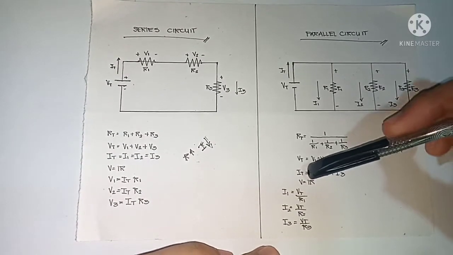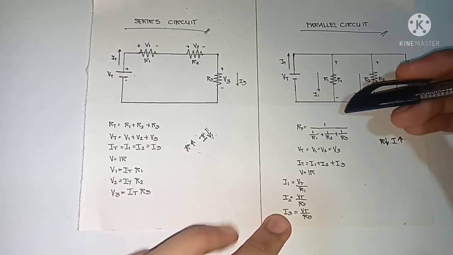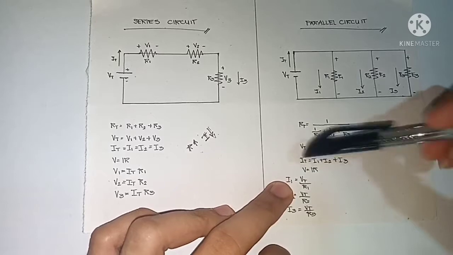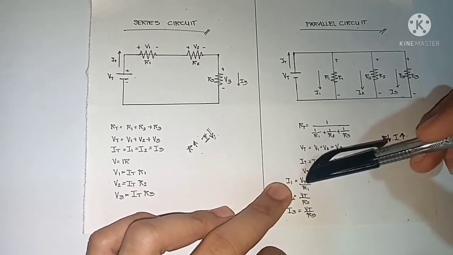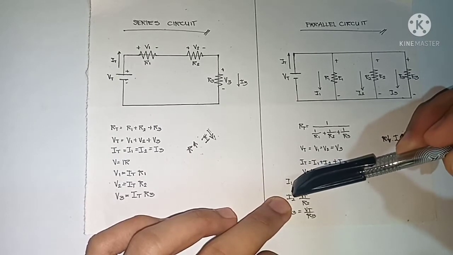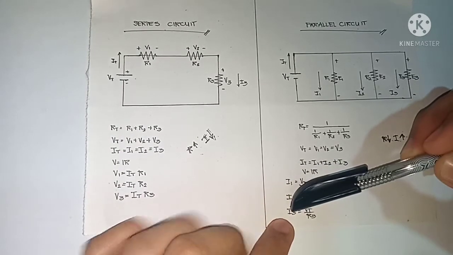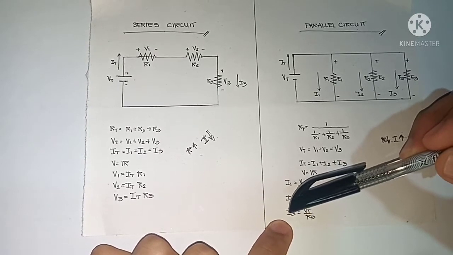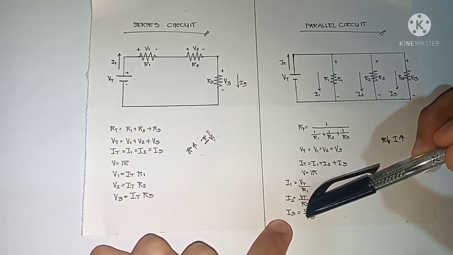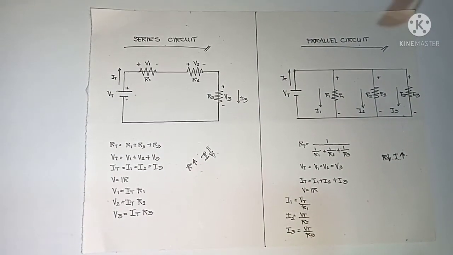Also, we can use Ohm's law, but in a different way, in getting the current in each resistor. I1 is equal to V total over R1. The second current, or I2, is equal to voltage total over R2. Current I3 is equal to voltage total over resistor 3.